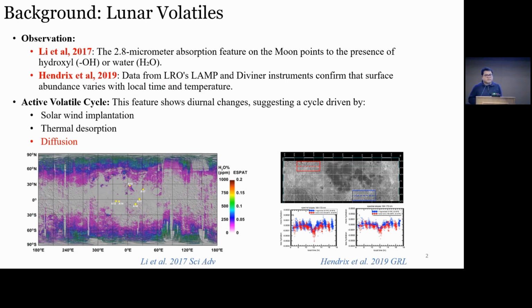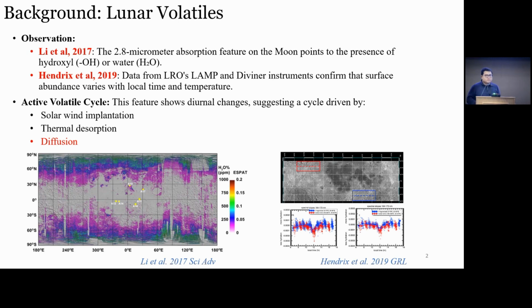So in 2017, Schreider's paper analyzed the M3 data, especially for the 2.8 micrometer feature, which is an indication of hydroxyl or water molecules. And then later in 2019, Manuel Hendricks used the data from LRO and also Diviner radiometers to probe the temporal changes of those water. And they actually found a very clear diurnal variation. So the local water abundance varies with the local time and also temperature.